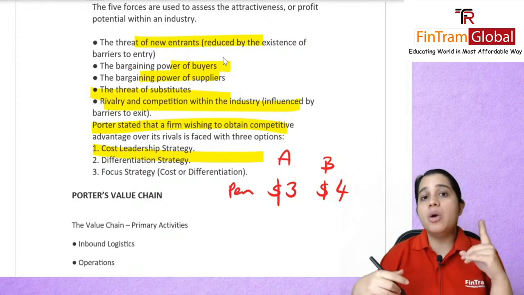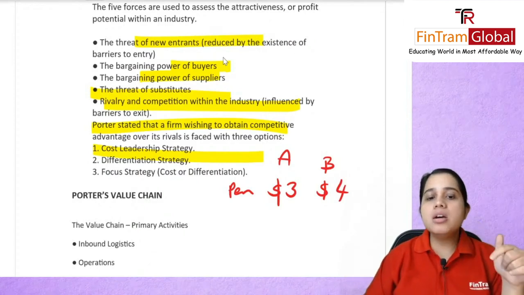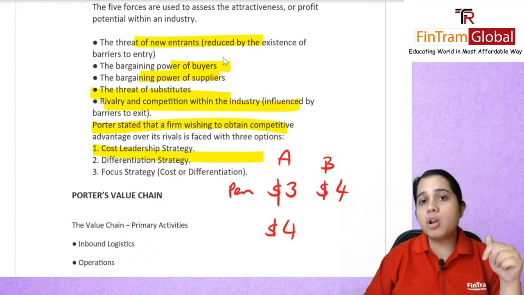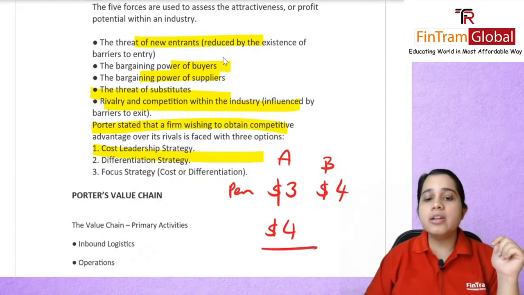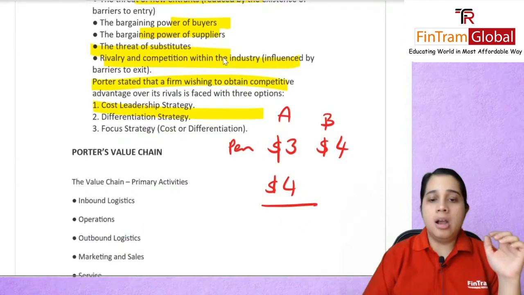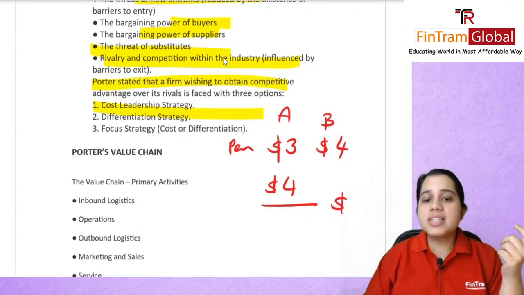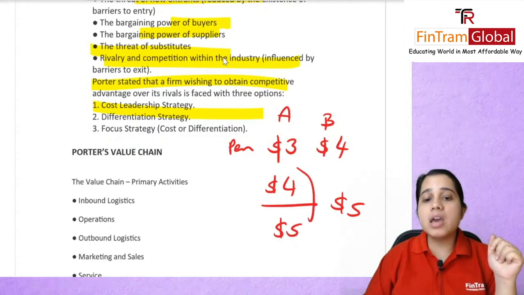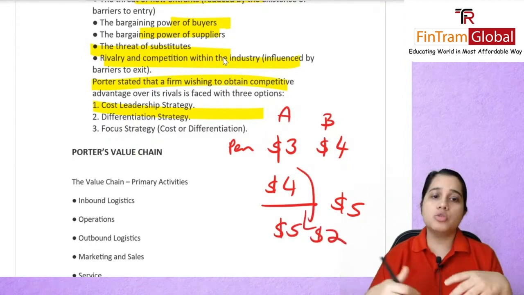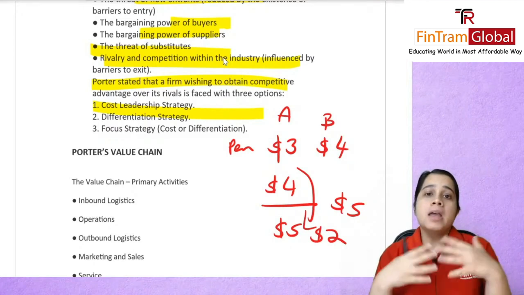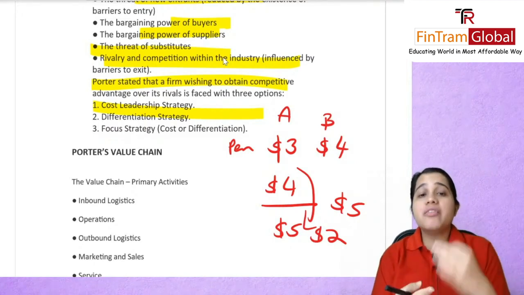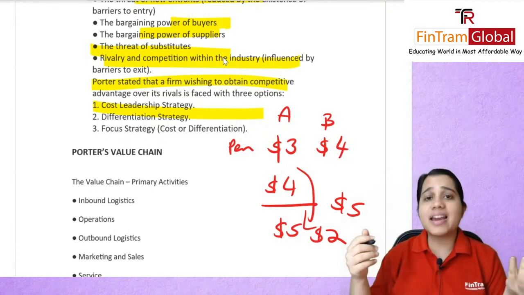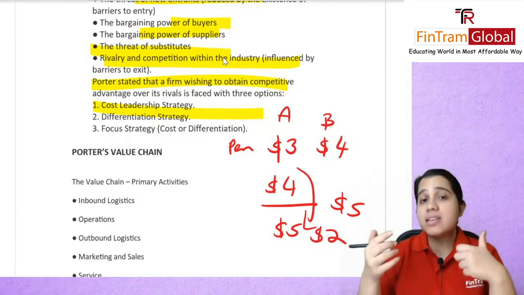So what can this company do now? Either firm A can sell it at $4, so their profit will be $1, or they can sell it at $5, because firm B is already selling at $5 in order to make a profit. If they sell at $5, they are making a profit of $2. So by being a cost leader, that is producing at a very low cost, they can of course make more profit. Or they could sell, like I said, at $4 and increase their sales.